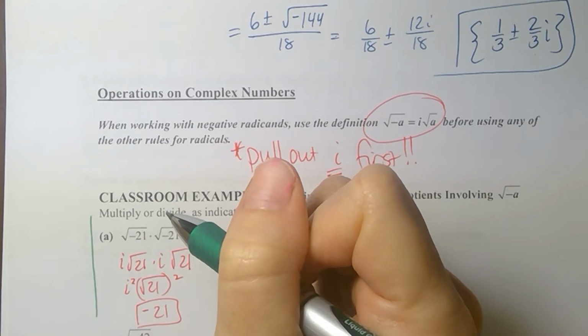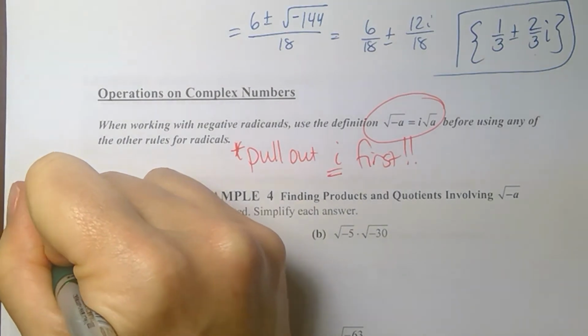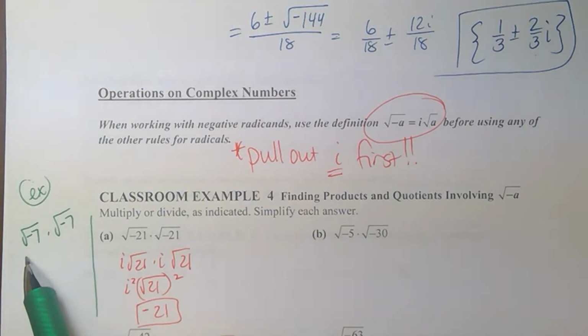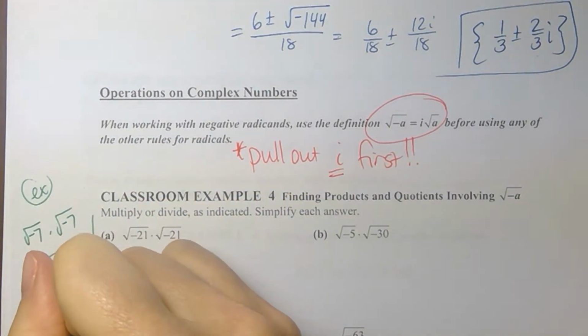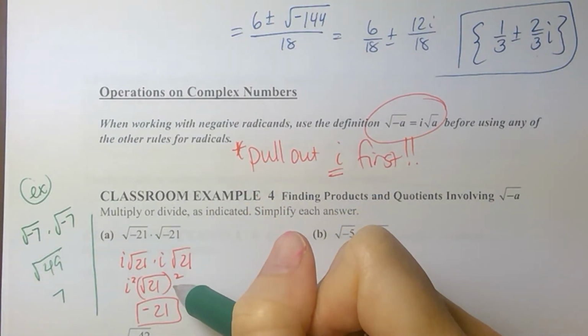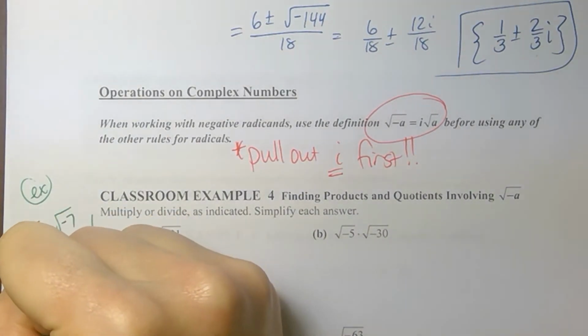Incorrect would be, for example, if I said, let's start with the same situation but a different value. If I took square root negative 7 times square root negative 7 and multiplied those radicands together first, I would get positive 49, and I would get a positive 7. That's not correct. Over here, I would have gotten 21 squared, which is 441. So I would have gotten a positive 441, and the square root of that would be a positive 21, which would be incorrect.